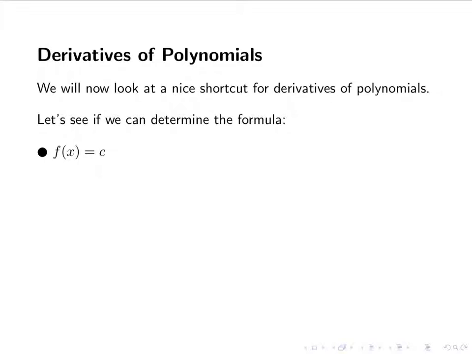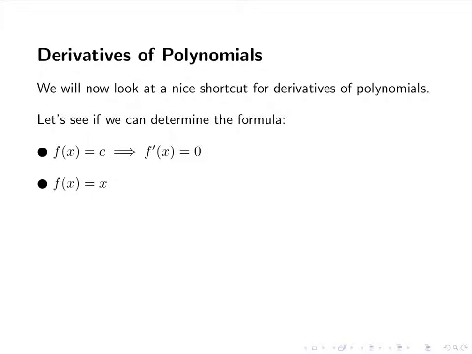So if f of x equals c, if it's just a constant, 2, 7, negative 2/3, pi squared, something that doesn't have a variable, then we know that this is, if I graphed it, a horizontal line, right, y equals 2, and the derivative is the slope. The slope of a horizontal line is 0. So the derivative is 0.